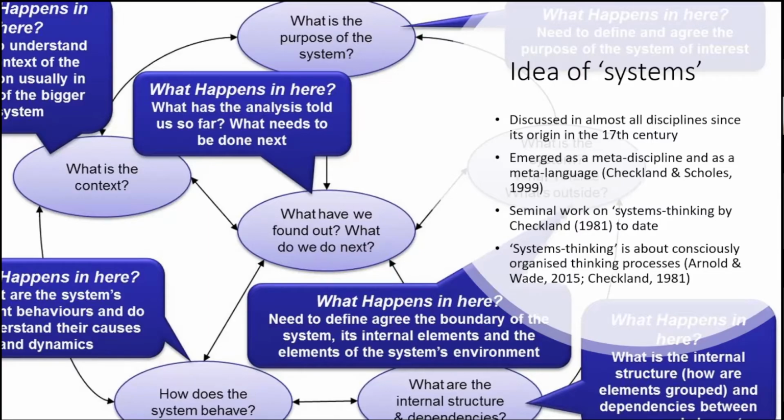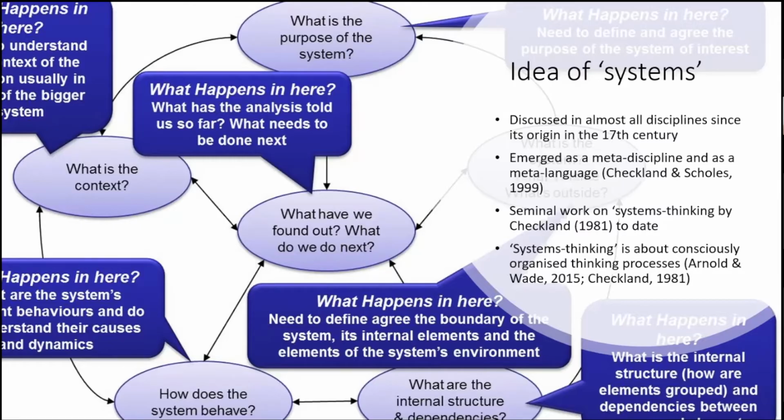So systems thinking you will find in almost all disciplines like biology, chemistry, and eventually it is also now used for the explanations of ecology, engineering, economics, anthropology, geography, sociology, cybernetics, and so on. So it is now used in almost all disciplines.